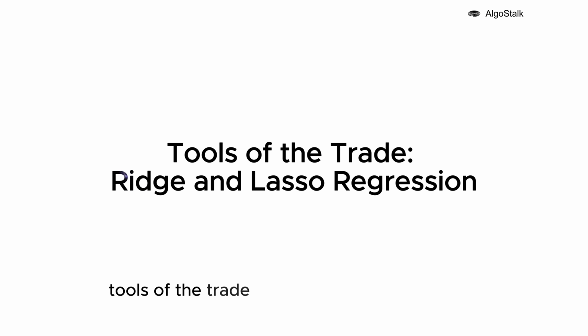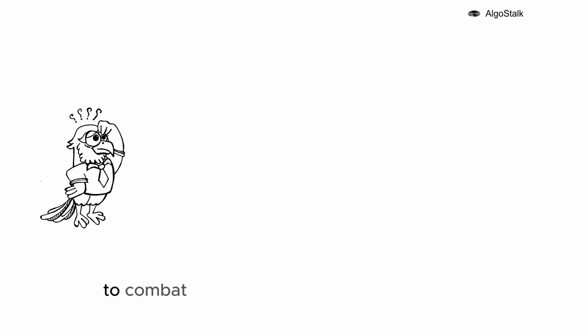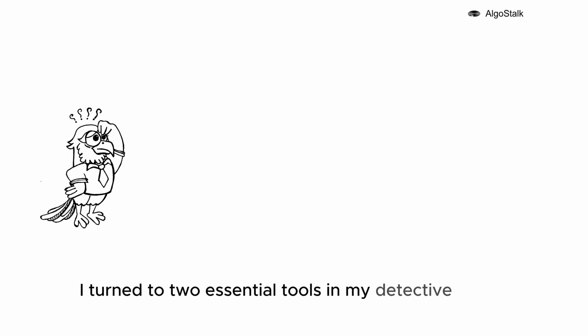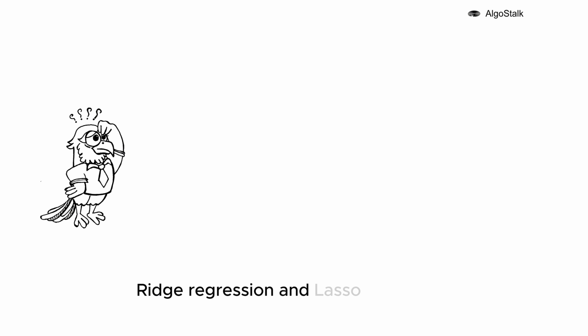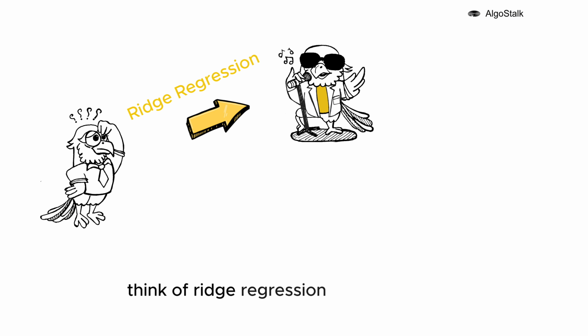Tools of the trade: Ridge and Lasso Regression. To combat the ongoing challenge of overfitting, I turn to two essential tools in my detective toolkit: Ridge Regression and Lasso Regression. Think of Ridge Regression as a reliable ally that keeps all suspects in the running while helping me filter out the noise. This method imposes a penalty for model complexity. It ensures that each suspect's influence is tempered, meaning that even though all suspects are under scrutiny, their individual impact is diminished. This makes it less likely for any one of them to mislead my investigation.